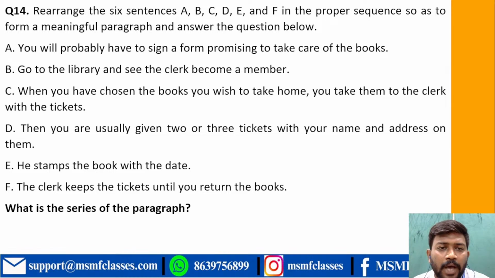So now if you ask me, always read the sentences first. You will probably have to sign a form. What is that form? So try to find the relation like that. Go to the library and see the clerk to become a member. When you have chosen the books you wish to take home, you take them to the clerk with the tickets. Then you are usually given two or three tickets with your name and address on them. There is a relation between these tickets. He stamps the book with the date. The clerk keeps the tickets until you return the book.